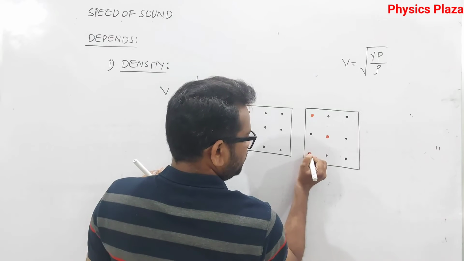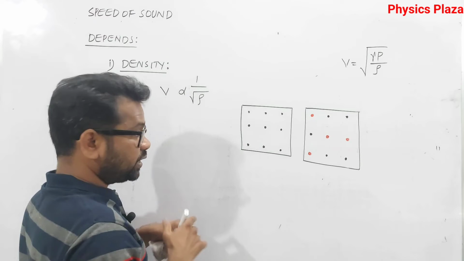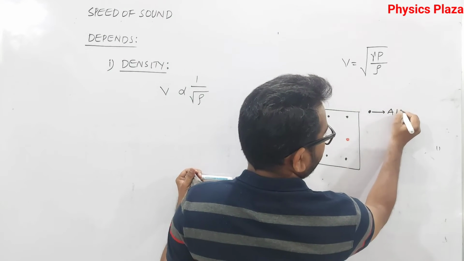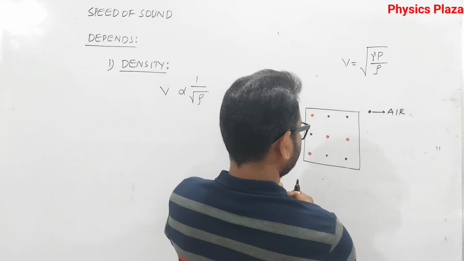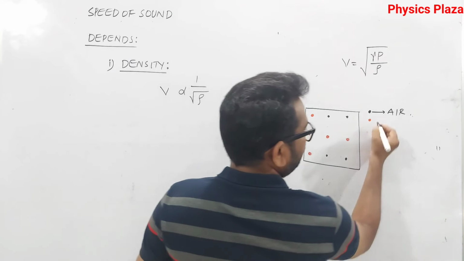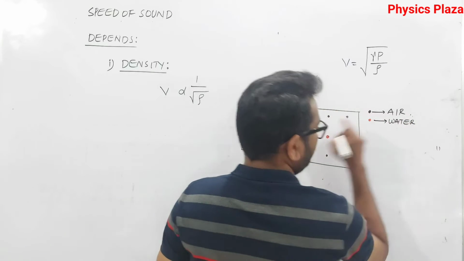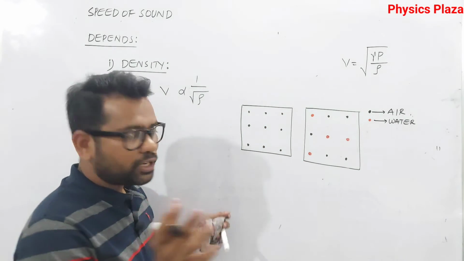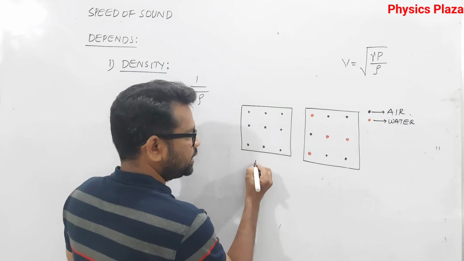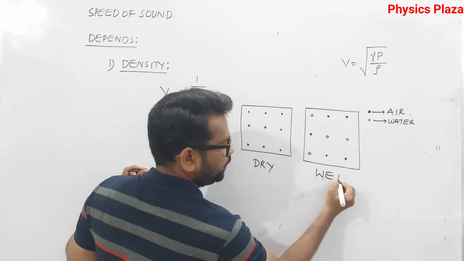Let us say it's a air molecule. Now, children, again I am telling you, these black ones are air molecule, whereas this red color ones are what? Water molecules. Now children, now you tell me which one is the wet air, which one is the dry air. It's very clear. It is dry air. It is wet air.